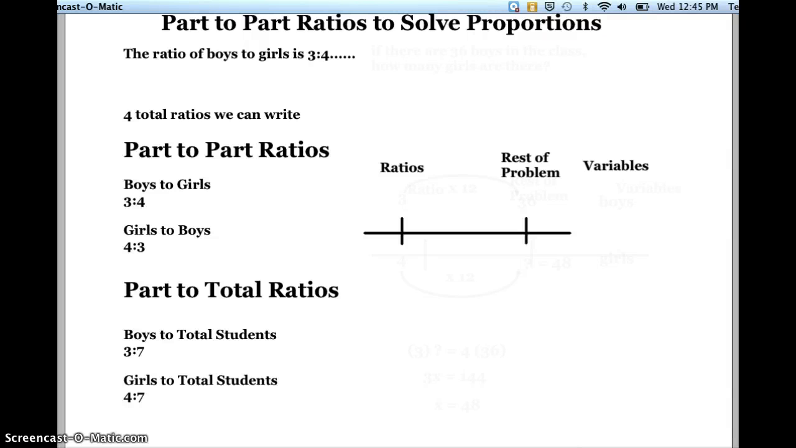Okay, Oak Rovers, this is a video that's going to help you set up and solve proportions that use either part-to-part ratios or part-to-total ratios. Let's look at our first problem.